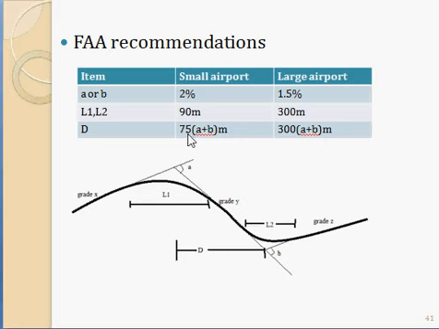It should not be less than 75 times (a plus b) meters for a small airport, and it should not be less than 300 times (a plus b) for a large airport. So these are the specifications. The total grade change should not be greater than these values. L1 and L2 are the lengths for 1 percent grade change, and they should not be less than these values. D is the distance between the two adjacent vertical curves, and it should not be less than these values. So this is the FAA recommendation for rate of change of longitudinal gradient.